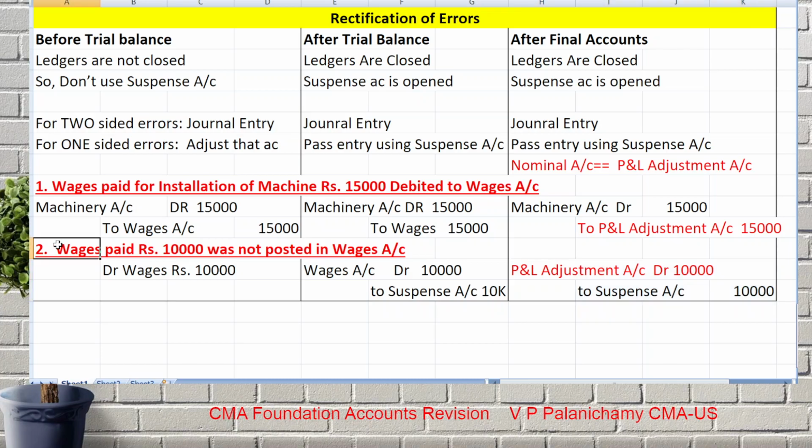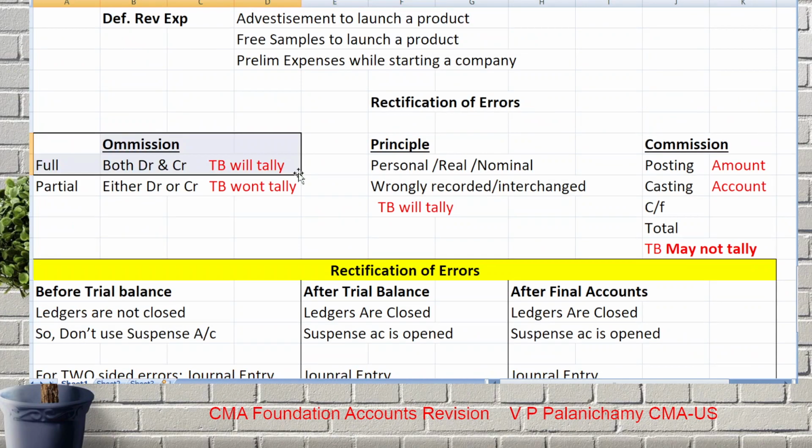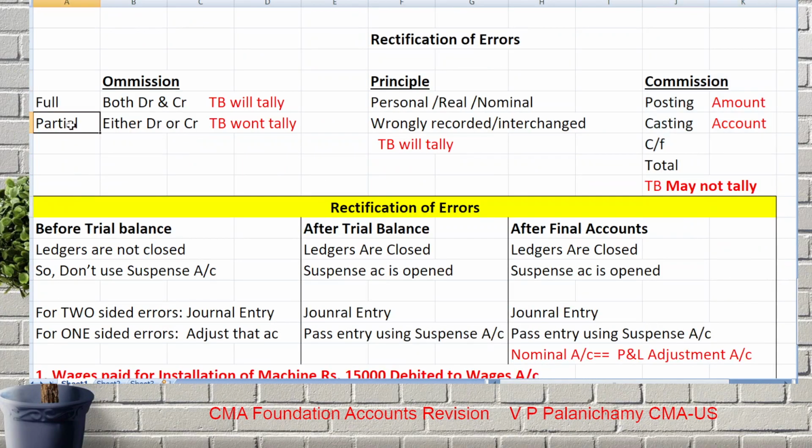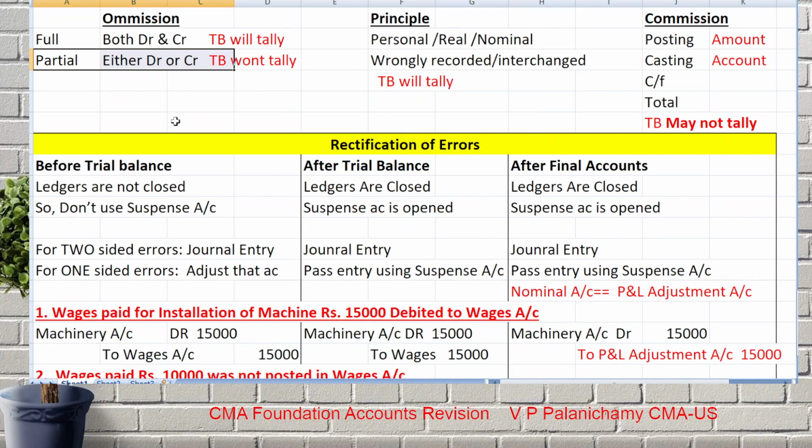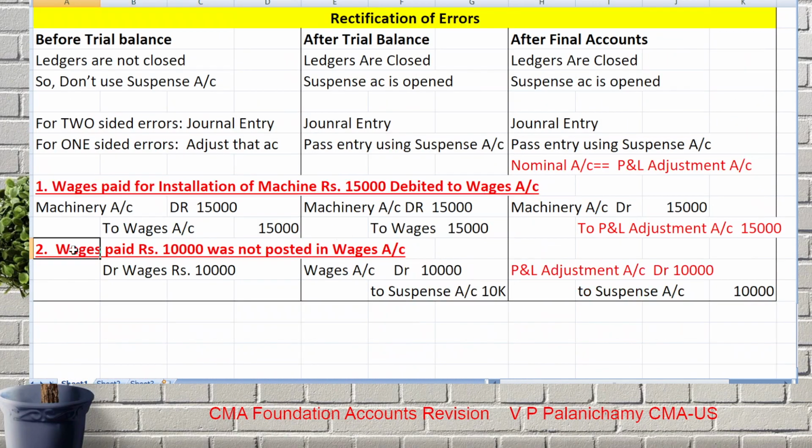Okay. So wages paid 10,000 was not posted in wages account. What is the nature of error? Is it error of omission or principal or commission? Either debit or credit is omitted, it is called as what? Error of omission.